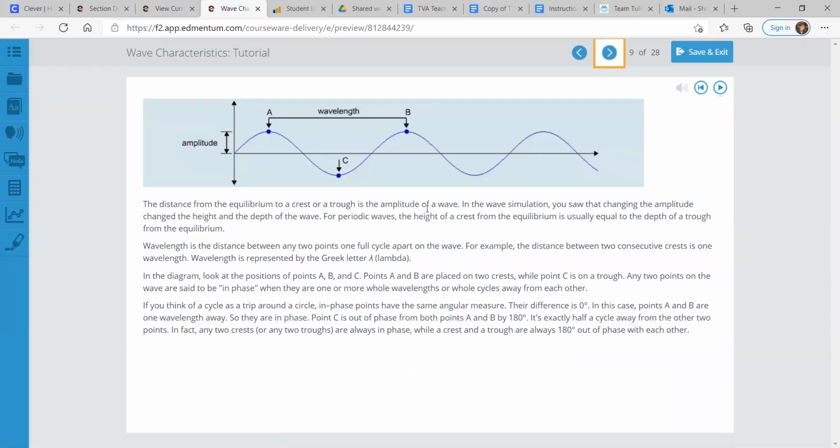The distance from the equilibrium to a crest or a trough is the amplitude of the wave. So from the equilibrium to the top of a crest, or the bottom of a trough, that's the amplitude. Like, what's the highest point away from the equilibrium point?